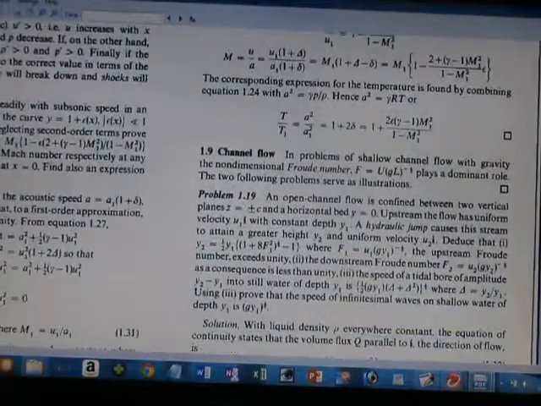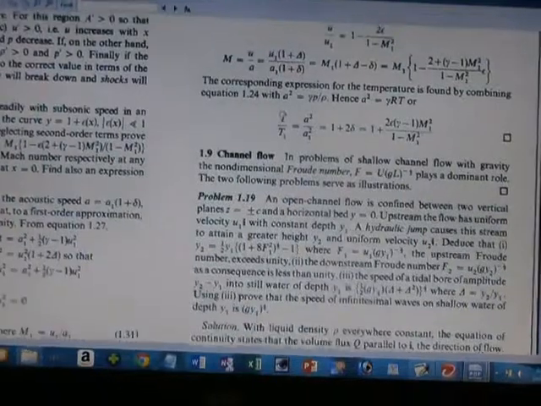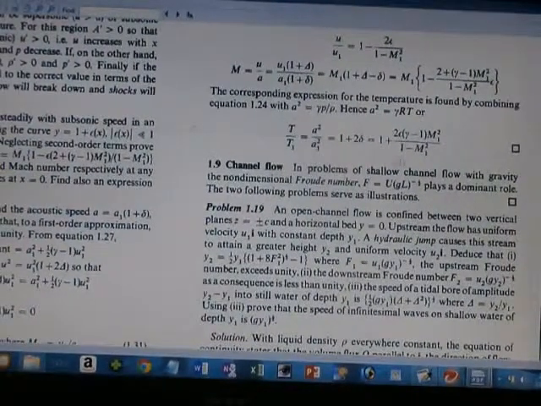So this is the channel flow. The channel flow, in this case we use this formula. With this formula we calculate the flow in the channel.